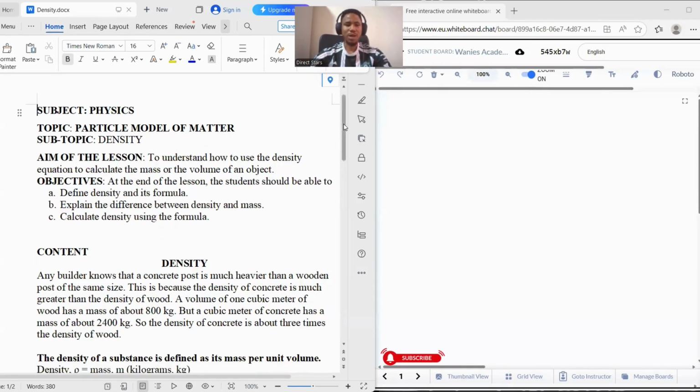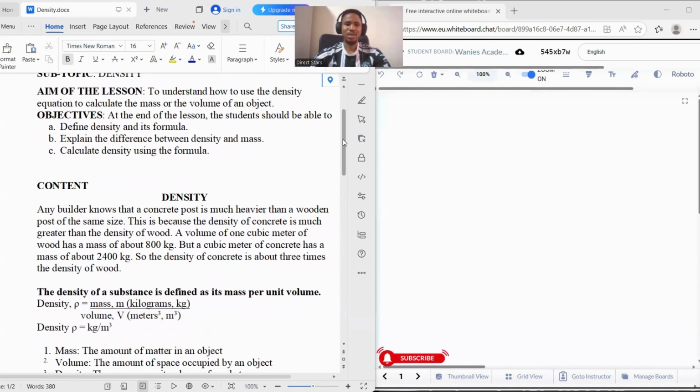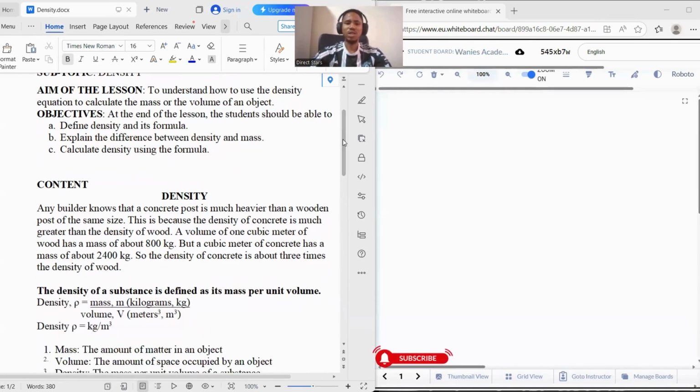Firstly, what do we mean by the word density? Now think of it. Any builder knows that a concrete post is much heavier than a wooden post of the same size. When we say the same size, it is different from the same weight, okay? This is because the density of concrete is much greater than the density of wood. Why? The volume of 1 cubic meter of wood has a mass of 800 kg, but concrete has about 2,400 kg. That's like times 3. So that is why the density of concrete is about 3 times the density of wood.